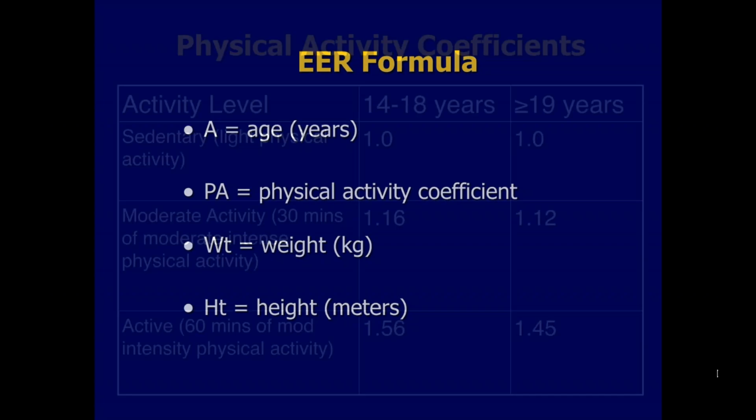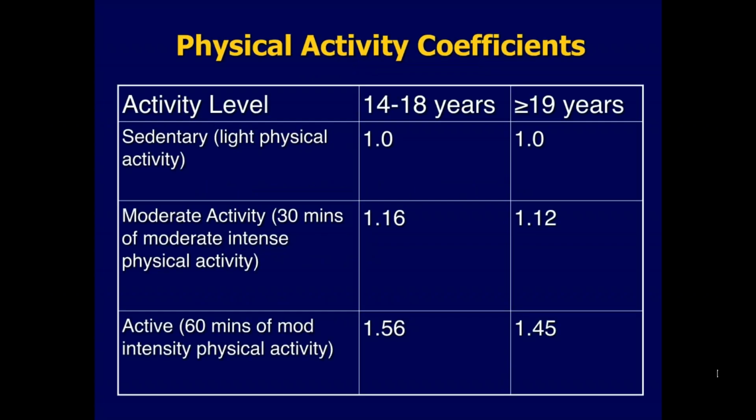So moving along, the physical activity coefficient. You can see in the table, depending on the activity level on the left-hand side: sedentary, which is light physical activity; moderate activity, which is at least 30 minutes or more of intense physical activity; or active, which is 60 minutes of moderate to intense activity. It is categorized for 14 to 18 years and 19 years and older. So the PA, or physical activity coefficient, changes with activity level and with age. Feel free to refer to this to use the EER formula to calculate the energy needs.